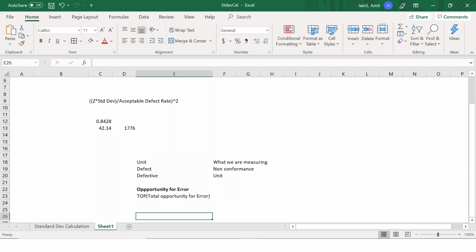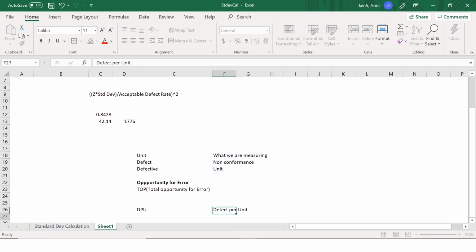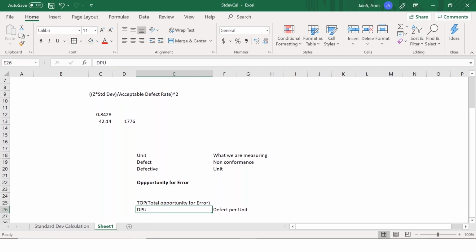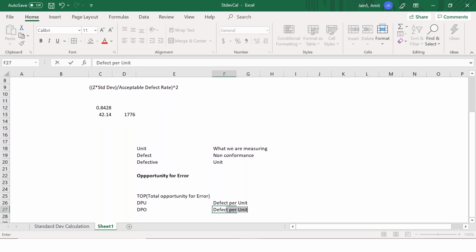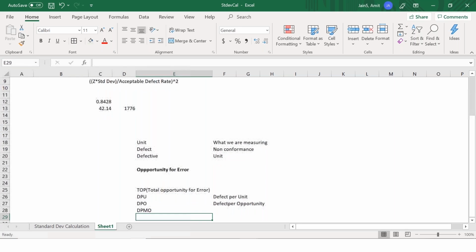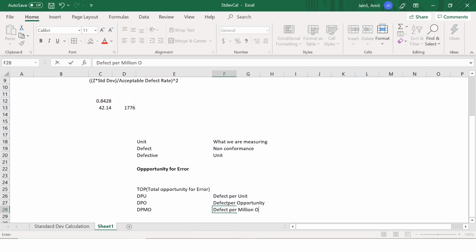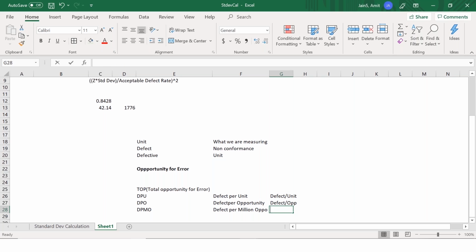Now, what we calculate first is total opportunity for error, then we calculate DPU, which is defect per unit, then DPO, which is defect per opportunity, and then DPMO, which is defect per million opportunity. How do we calculate defect per unit? Pretty simple: defect upon unit. DPO is defect upon opportunity, and then DPO multiplied by 1 million, and we get the value.